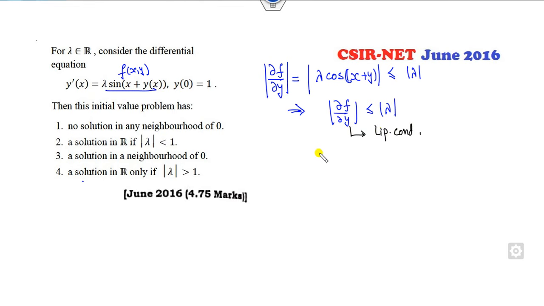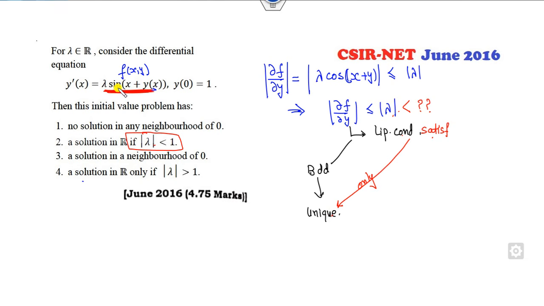Now if you prove that this function is bounded, then you will get a unique solution. When will it be bounded? When this number is less than something. And you can see if this is less than 1, it means the Lipschitz condition is satisfied. If the Lipschitz condition is satisfied, what does it mean? You will get only a unique solution. And also this function is continuous, because sine is a trigonometric function, a continuous function. Lambda is any real number. So you can get a solution, that means a unique solution.